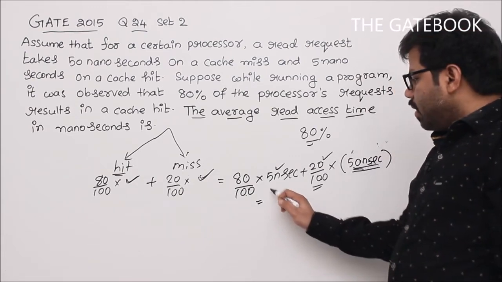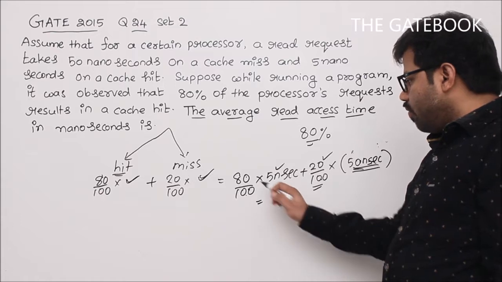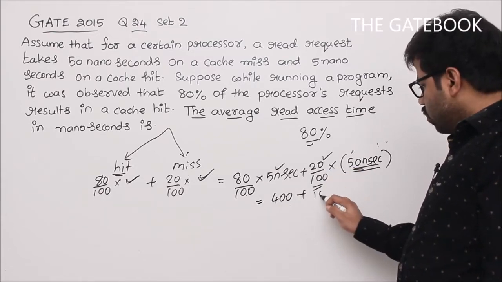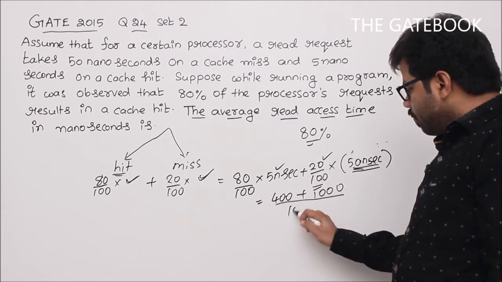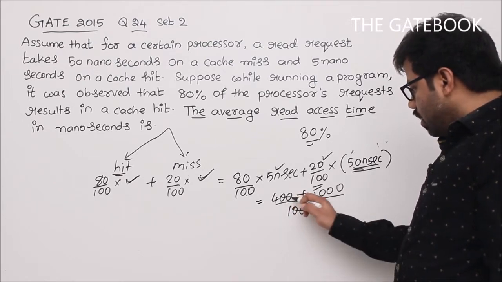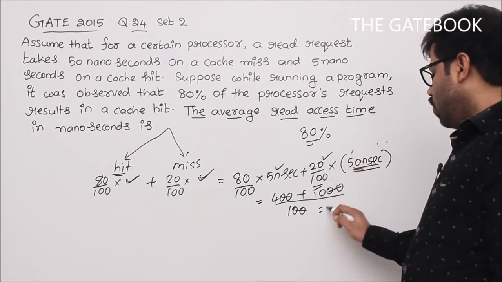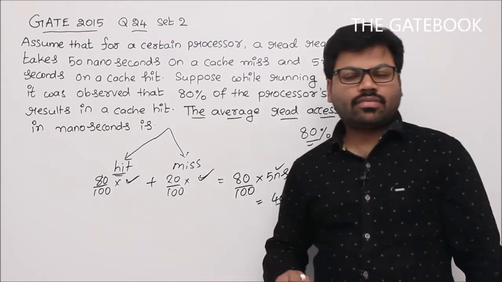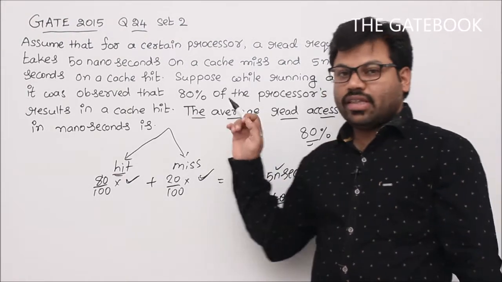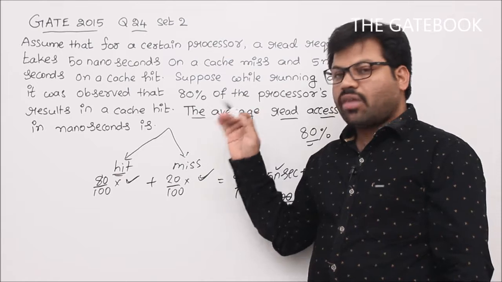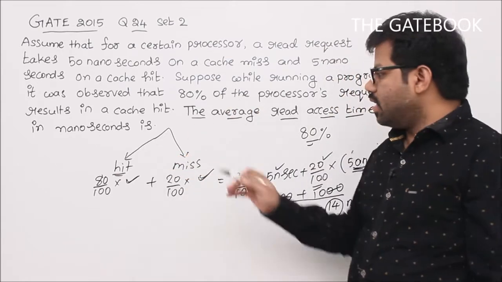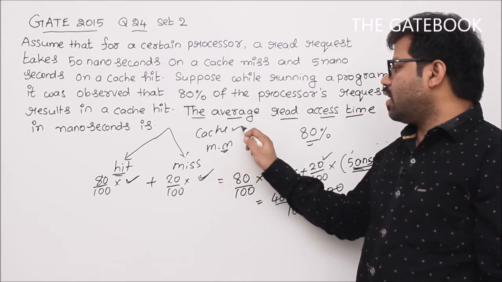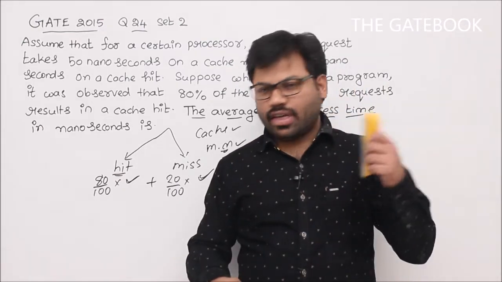Then 80% into 5 nanoseconds, simplified, is 400 nanoseconds, plus 20 into 50, which is 1000 nanoseconds, divided by 100. Then I can cancel the 2 zeros here and 2 zeros here. It would be 10 plus 4, that is 14. So 14 nanoseconds is the final answer. So here don't apply that formula, because it is not applicable: they did not give you the cache access time and main memory access time. If they give the cache access time and main memory access time, then probably we can go for that formula.